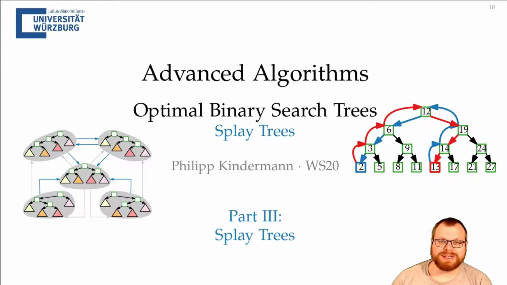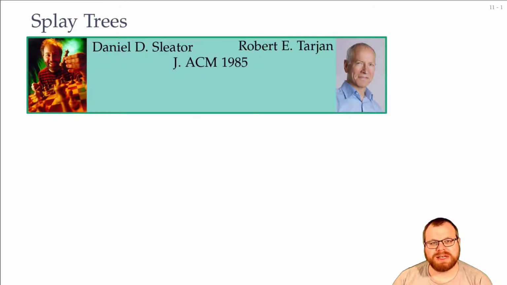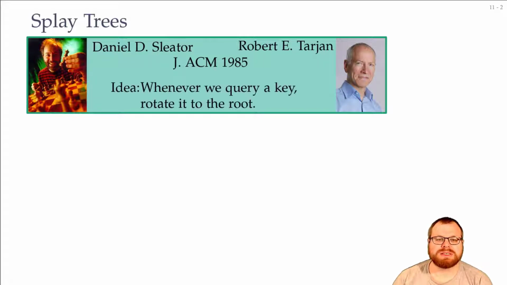We will now have a look at what splay trees are and how they work. Splay trees were introduced by Daniel Sleator and Robert Tarjan in 1985, and the idea behind them is very easy. Whenever we query a key, we want to rotate it to the root. From the Algorithms and Data Structures course, you should already know how a rotation works, but let's recap.